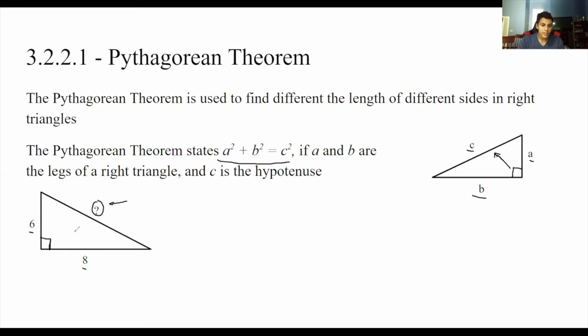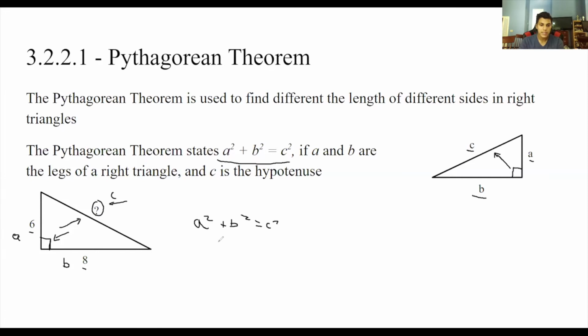So I know that my legs are 6 and 8, and the Pythagorean theorem goes a squared plus b squared equals c squared. Since 6 and 8 are my legs, and they're the two sides adjacent to my 90-degree angle, and I'm trying to find the one opposite to my right angle, I can just label these sides c, a, and b. And it doesn't matter which leg you label a and which leg you label b. It doesn't really matter in this equation because they're used in the exact same way. So 6 is my a, 8 is my b.